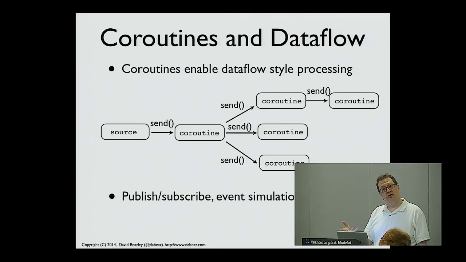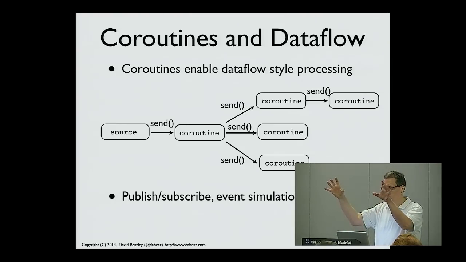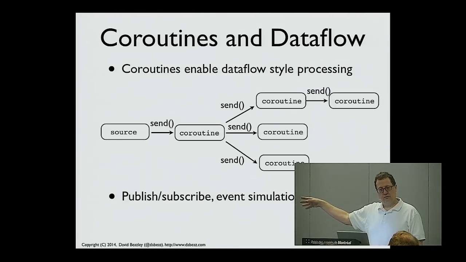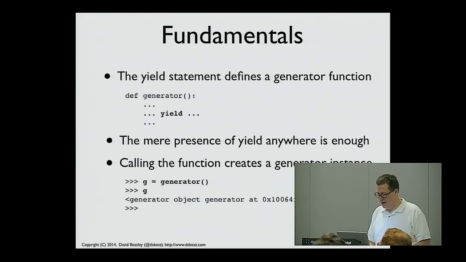One of the things that you can do with that, by the way, is data flow processing kinds of things, publish-subscribe, event simulation, and so forth. You can make little coroutines, and they all hook together, and they send things to each other, and do interesting things. I'm not going to talk about that either, because that was in the second tutorial from earlier. But just know that's possible.